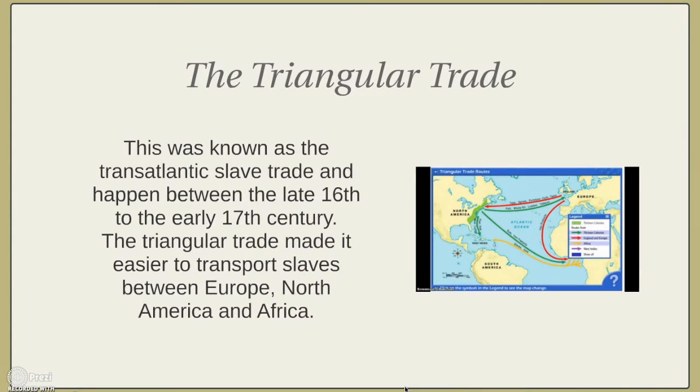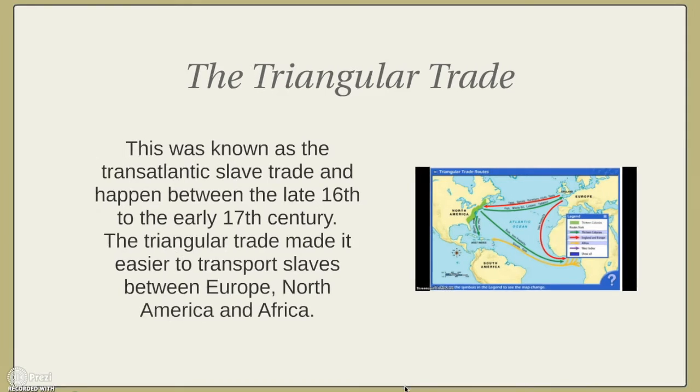What is the Triangular Trade? This was known as a transatlantic slave trade and happened between the late 16th to the early 17th century. The triangular trade made it easier to transport slaves between Europe, North America, and Africa. Previous laws and events applied only to the South or the North, never to both. This caused anger and disgust, resulting in arguments that could only be solved by war.